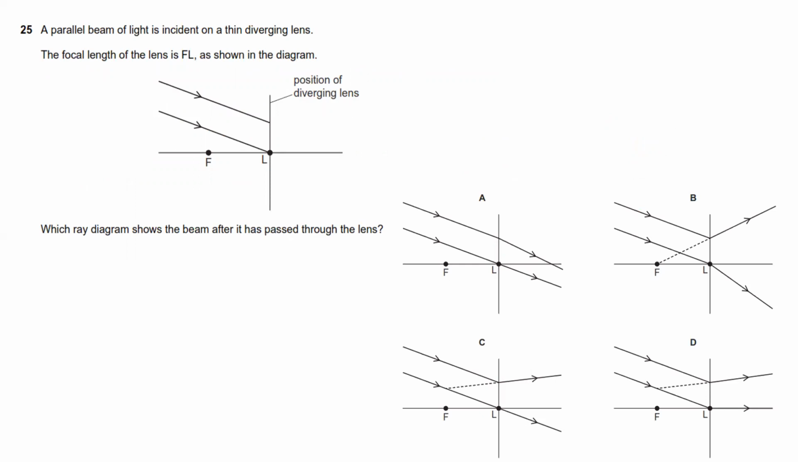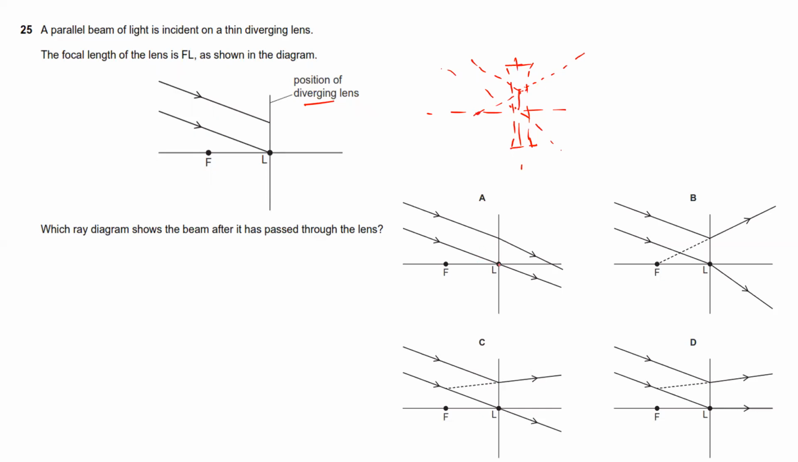Next question, question number 25: a parallel beam of light is incident on a thin diverging lens. The focal length of the lens is shown, along with the position of the diverging lens. Which ray shows the beam after it has passed through the lens? Remember, this is a diverging lens. The diverging lens is something like this. So this is my diverging lens. The first ray will come like this, the second ray will come here and go something like this.